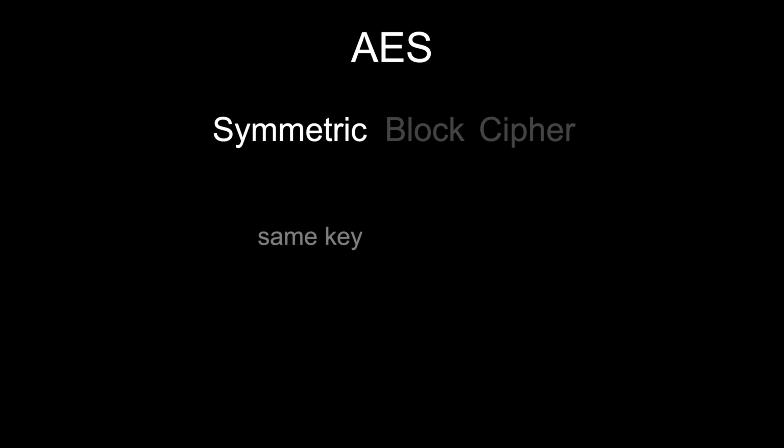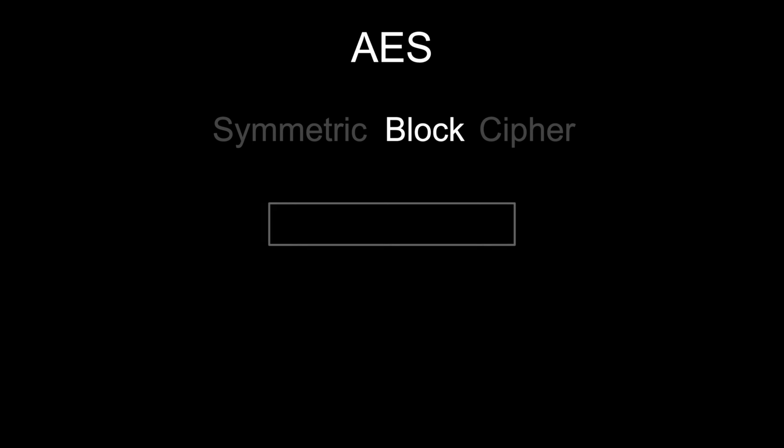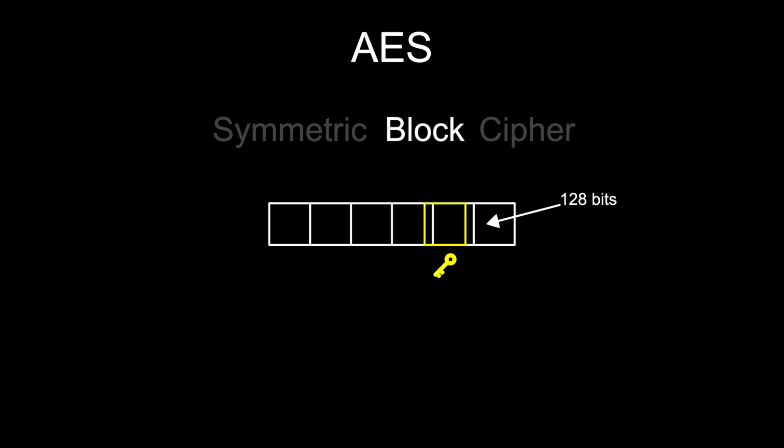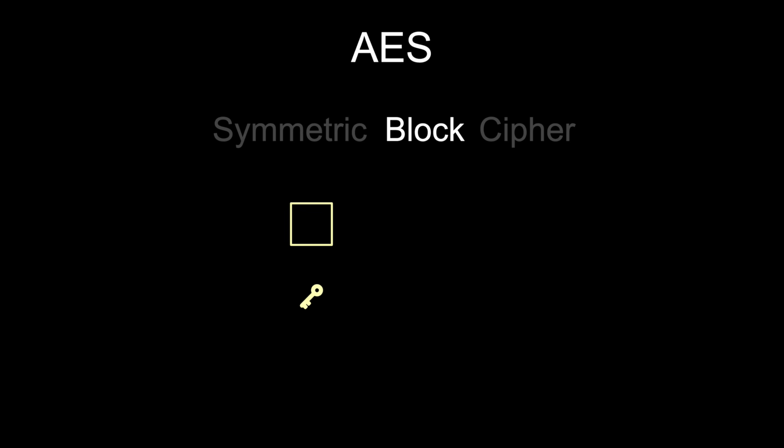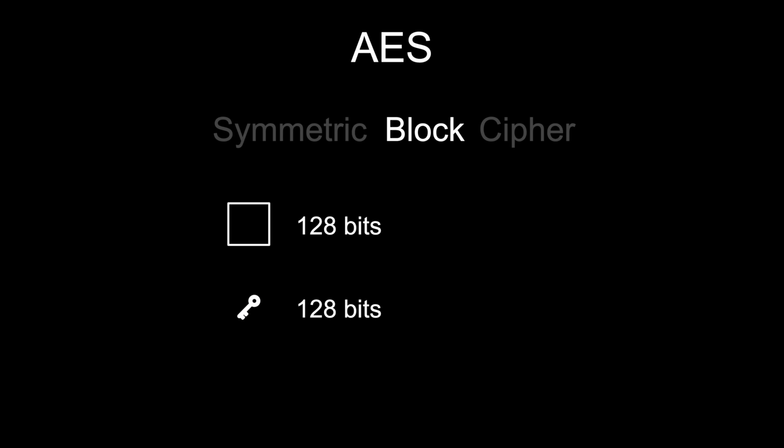We say it's symmetric because it uses the same key to encrypt and decrypt a message. Block cipher means it operates on a sequence of bits with a given length. For AES, that fixed length is 128 bits. Your plain text input is cut into 128-bit long pieces, and AES works on them one by one. AES requires your key to be either 128, 192, or 256 bits. In this video, I'll use a 128-bit key as an example.